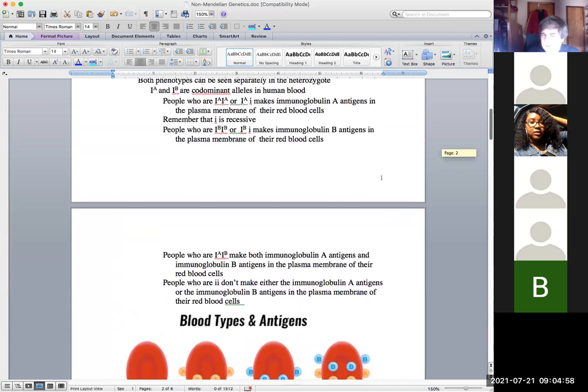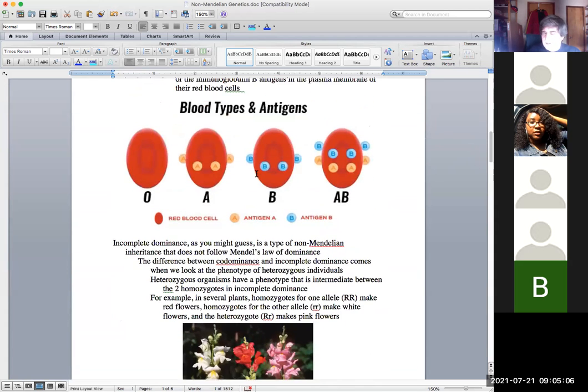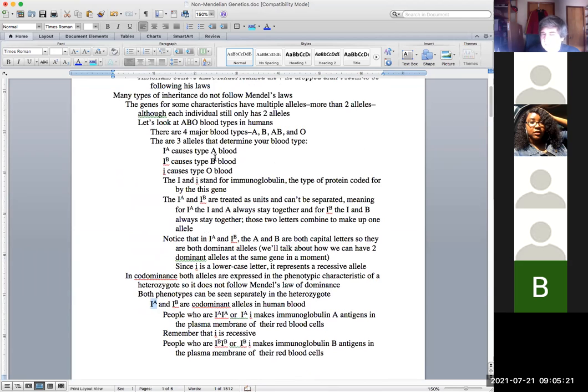There's an I with a big A. And the I with the big A produces what are called antigens. Antigen is just the fancy name for proteins that the immune system can recognize. So there's an I with an A.